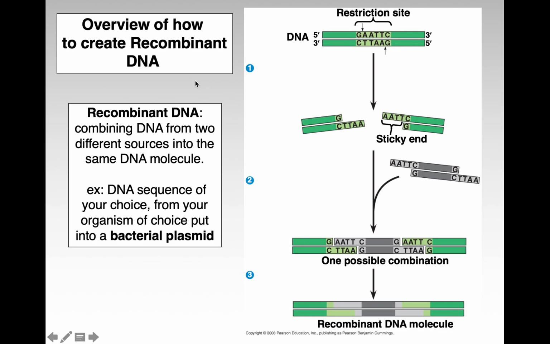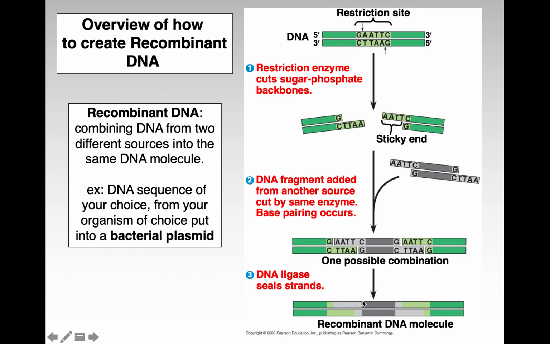So when we're creating recombinant DNA, we have DNA, we cut it. We have another piece of DNA. We cut it with the same restriction enzyme. We can then put those together. They will bind by hydrogen bonding, and then with DNA ligase, we will seal those together.